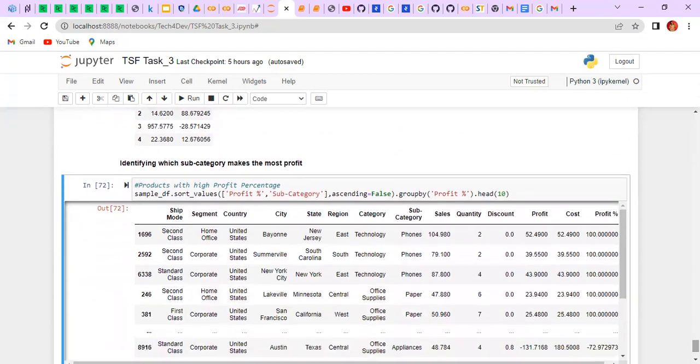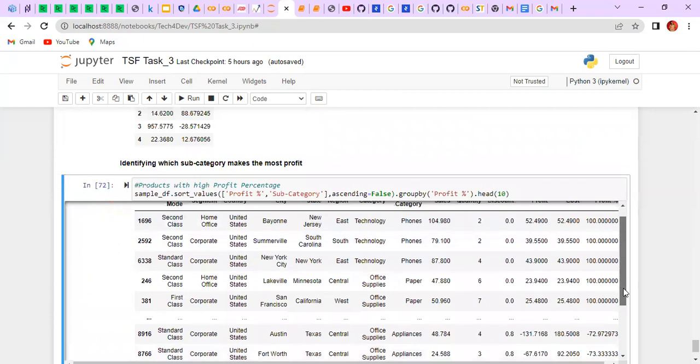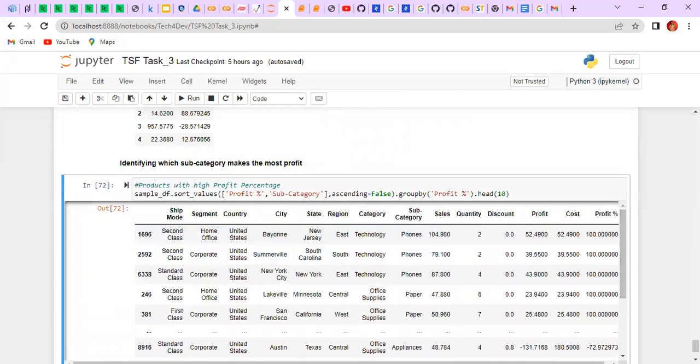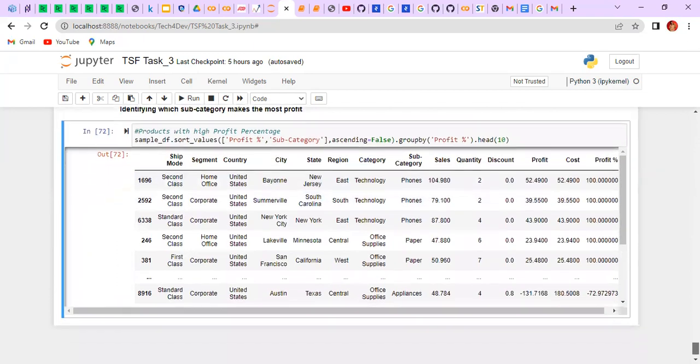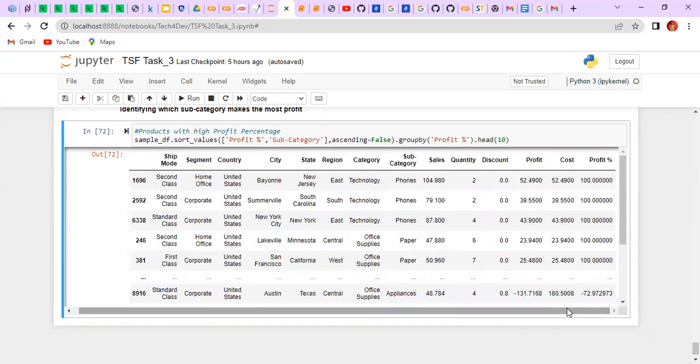From that, I had to identify which subcategory makes the most profit. Looking at which subcategory makes the most profit, this is the subcategory column. The phones actually make more profit. Just like so there, phones actually make more profit. So from there, after the phones, we find out that it's followed by paper and then appliances.